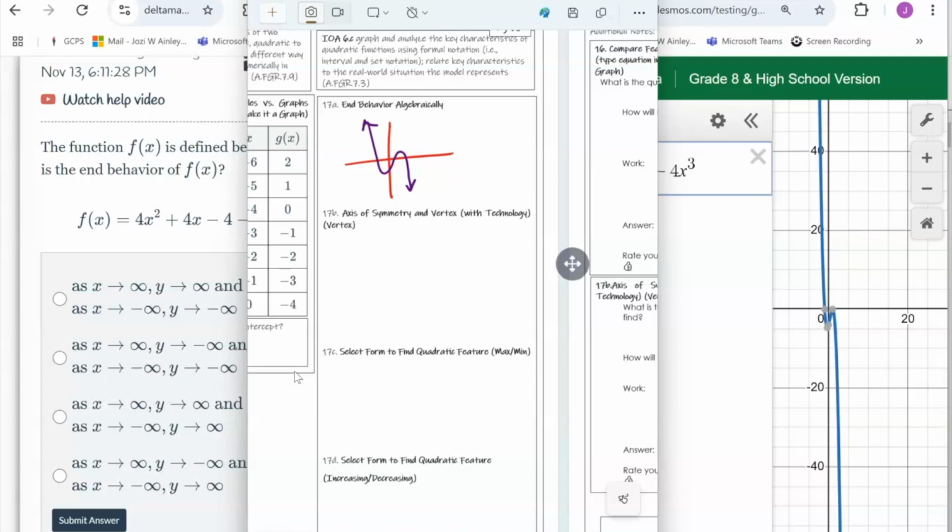All right, so let's talk about what is happening on the left side of the graph. So here's the left side of the graph. What is happening? Where is that going? To infinity.